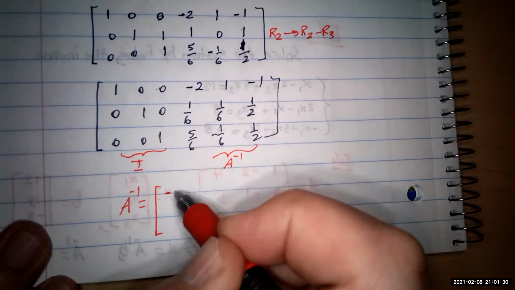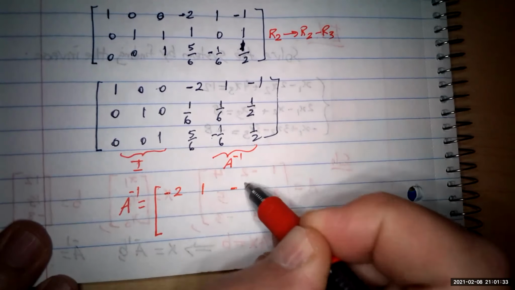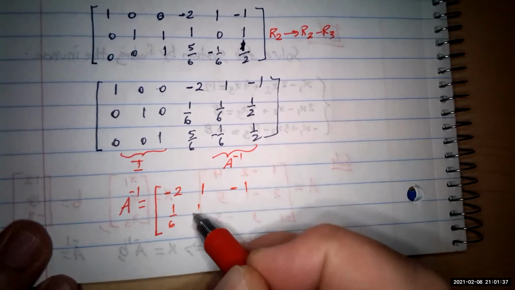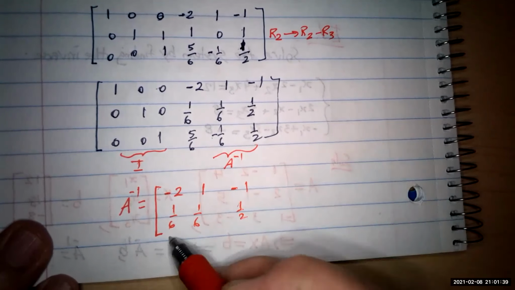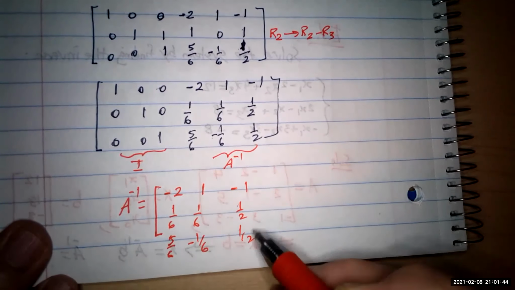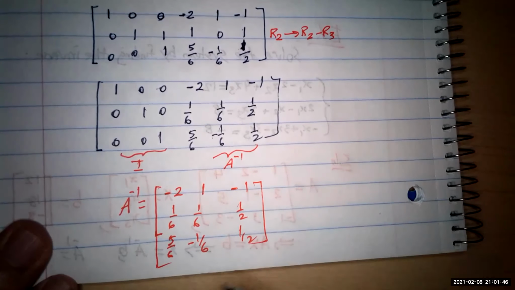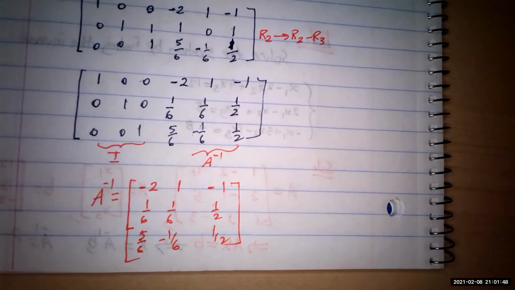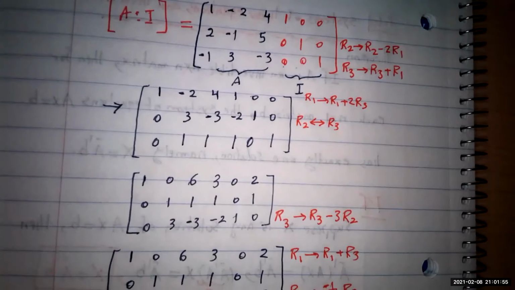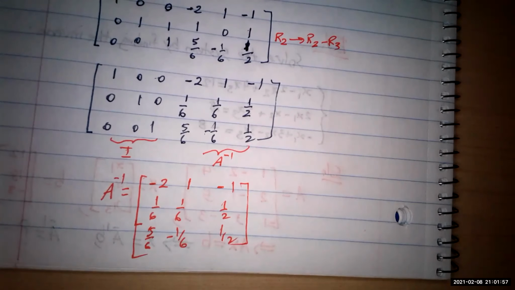Okay, the A inverse is going to be negative 2, 1, negative 1, and then 1/6, 1/6, 1/2, and then you have 5/6, negative 1/6, and 1/2. So this is going to be the A inverse. Not difficult, nice. It takes a little bit of time, but a nice method. You are going to see another method to find the inverse when we get to chapter 2. But we are not done.